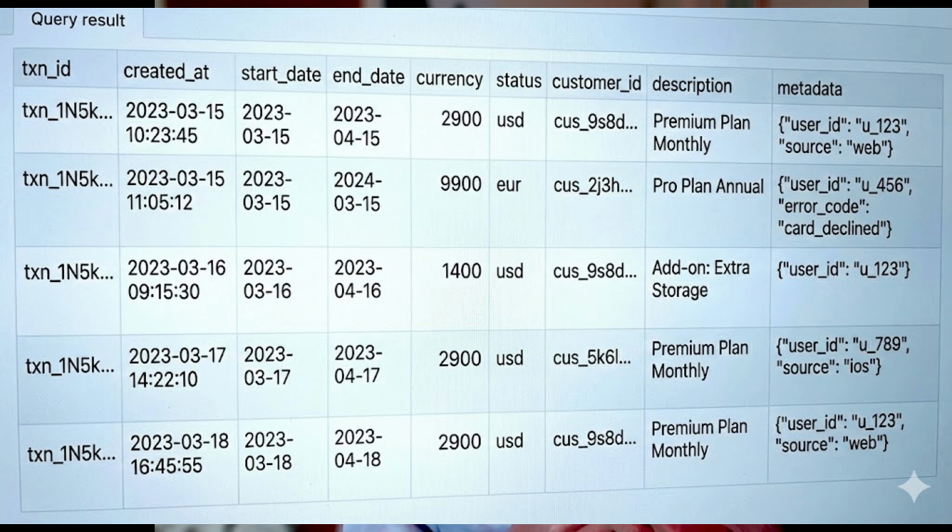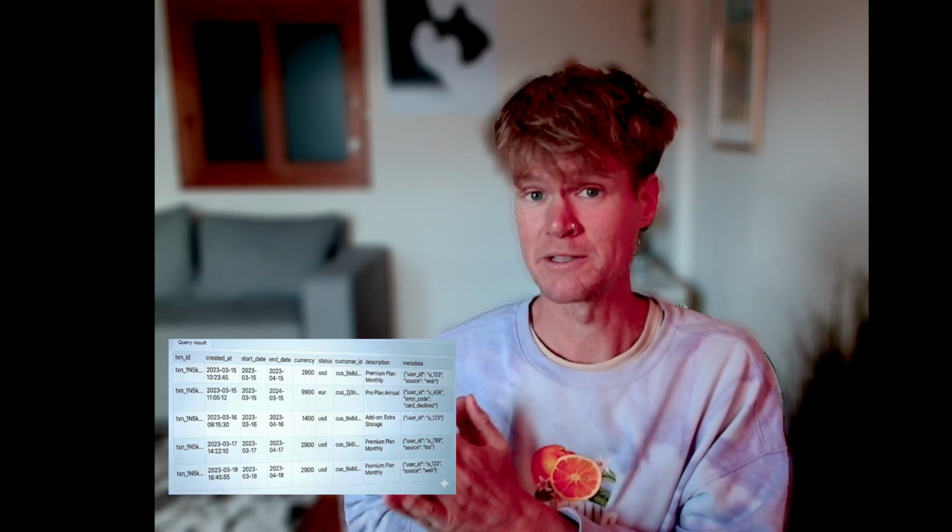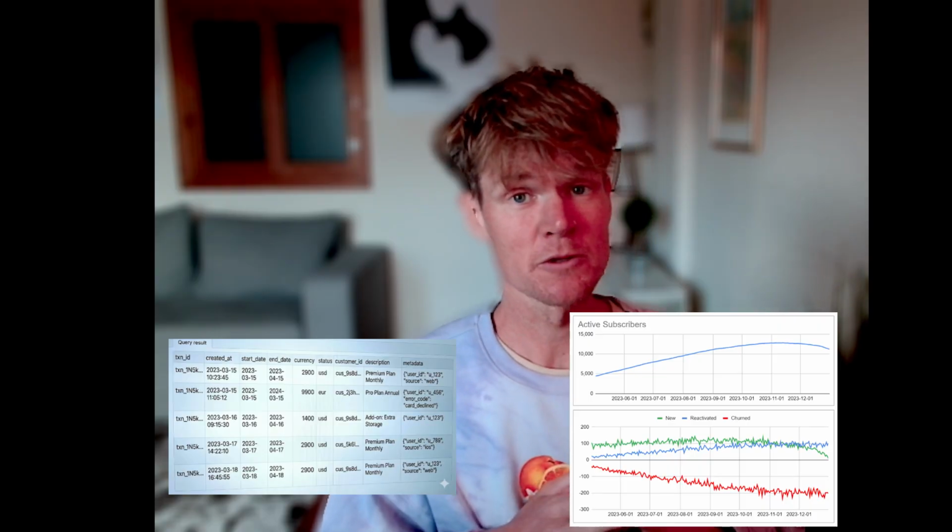This is rarely easy because typically you don't have a clean subscriber table. You have a messy transaction data set coming from Stripe, the App Store, or maybe some SQL database. Today, I will show you how you will get from this messy raw data into this beautiful chart. And we're going to do it the senior data engineer way.